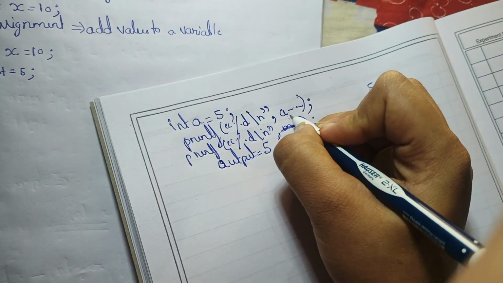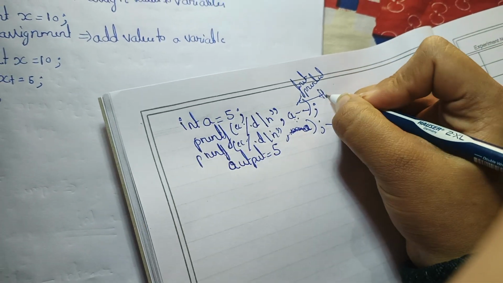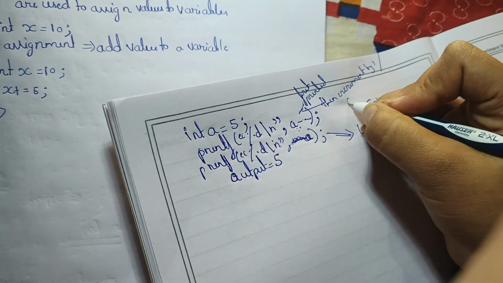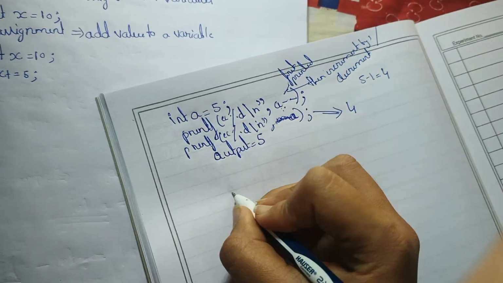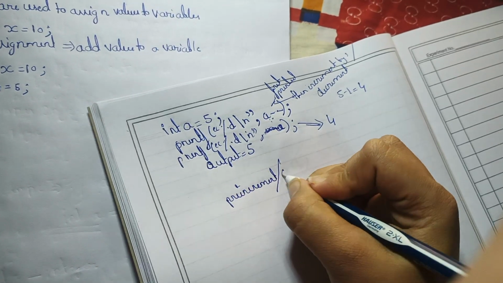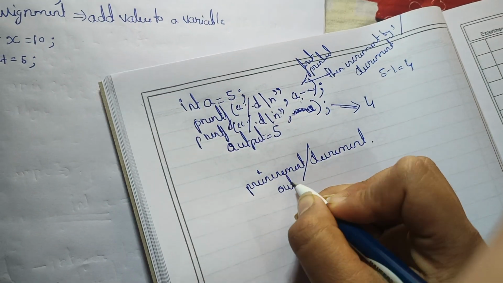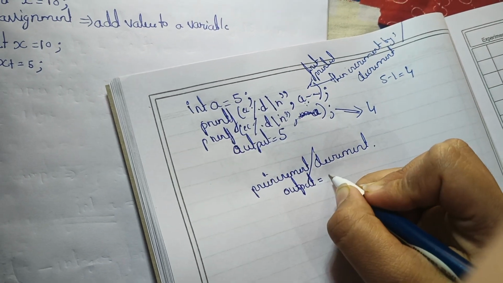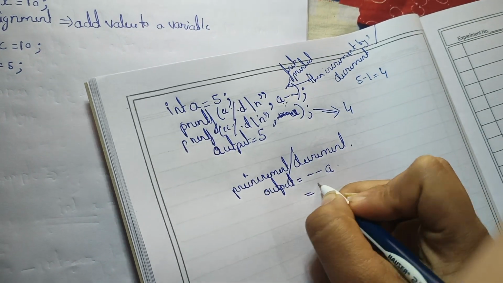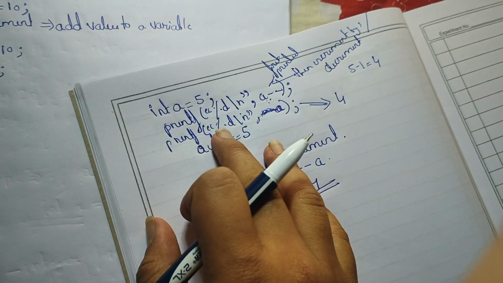In post-increment, first it is printed, then increment or decrement by 1 will happen. But in pre-increment or pre-decrement, the output will be first incremented or decremented. For --a, the output will be 4. First only it is decremented. That is the concept. Now I'll show this particular code in the system.